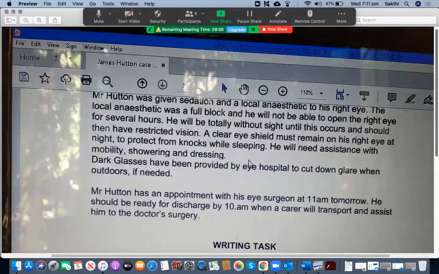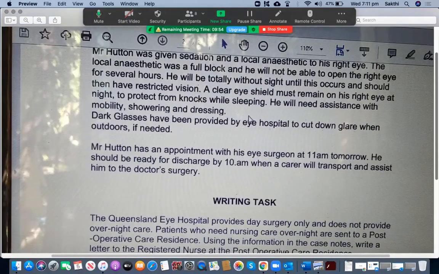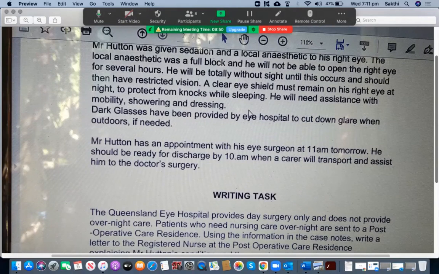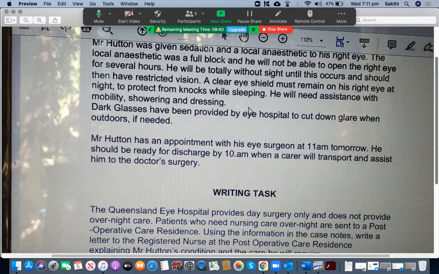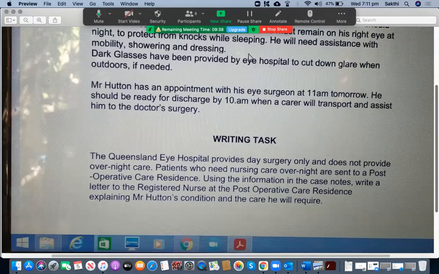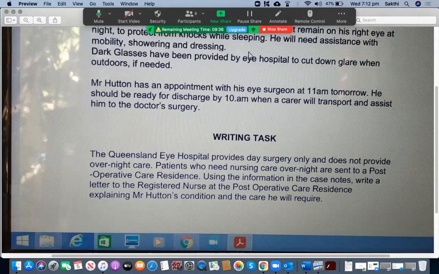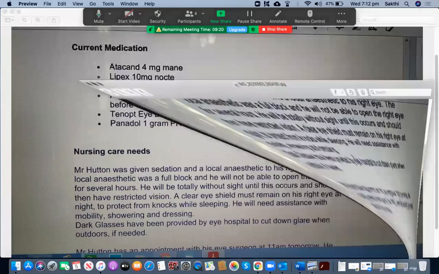All right. Okay. So Mr. Hutton was given sedation and a local anesthetic to his right eye. The local anesthetic was a full block, and he will not be able to open the right eye for several years. Several hours. Okay, he will be totally without sight until this occurs and should then have restricted vision. Okay, you need to write a letter to the patients who need nursing care overnight and send to post-operative care residence. See this one? There's a hyphen in between, right? I don't know why you haven't written it. The post-operative care residence. Okay, explain yourself. The care he will require. Okay, all right. Okay, let's go here.